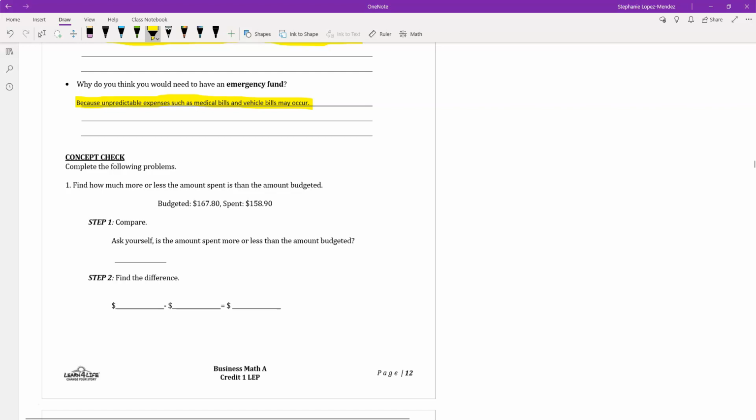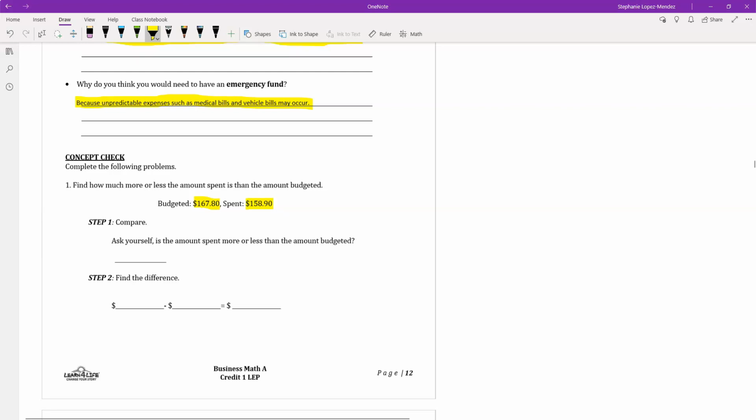Now in the concept check, on number 1, it says, find how much more or less the amount spent is than the amount budgeted. On step 1, we're just going to compare. We're just going to look at both amounts. The first one, what was budgeted was $167.80, and what we ended up spending was $158.90.